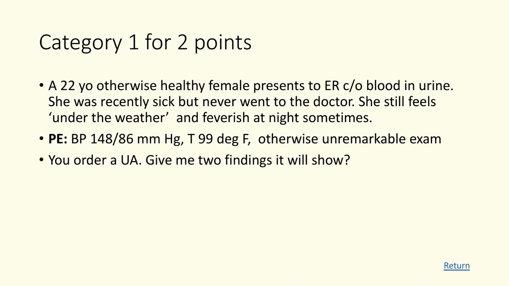A 22-year-old, otherwise healthy female comes to the ER complaining of blood in the urine. Recently sick, but never went to the doctor. She still feels under the weather and feverish at night sometimes. BP, how's the BP? A little bit high. How's the temp? A little high. Otherwise unremarkable exam. You order a UA. What two findings do you think it would show? Okay. Blood, hematuria, red blood cell casts because of all the hematuria, maybe some protein.